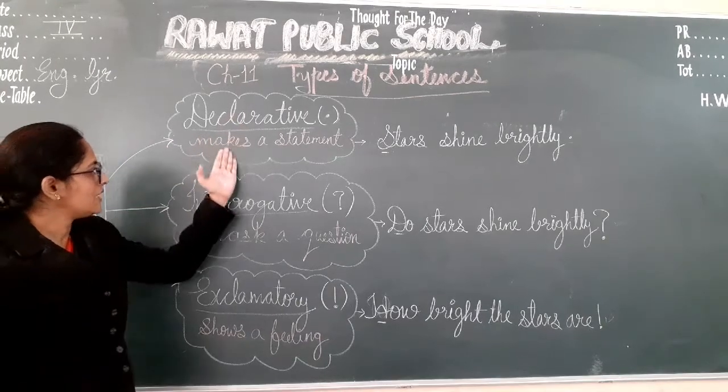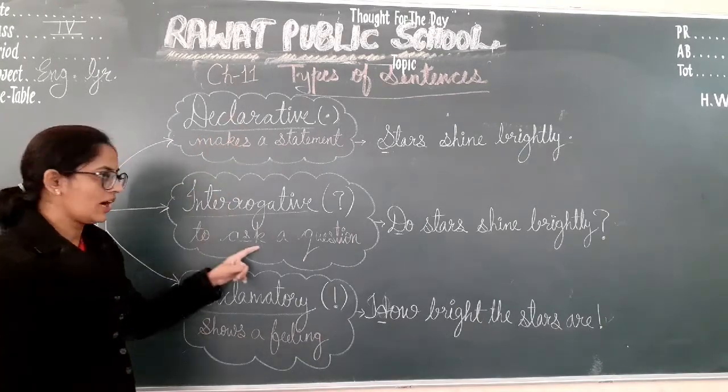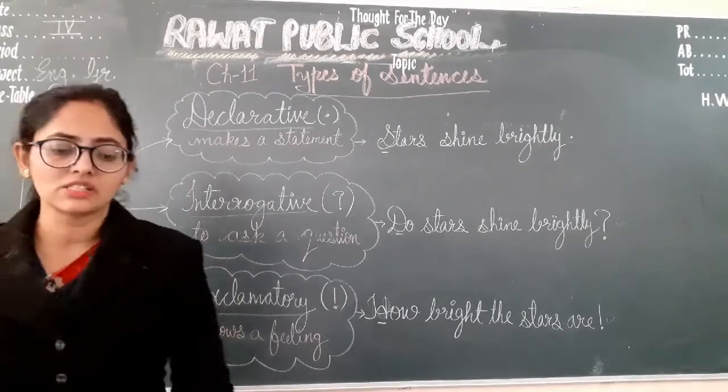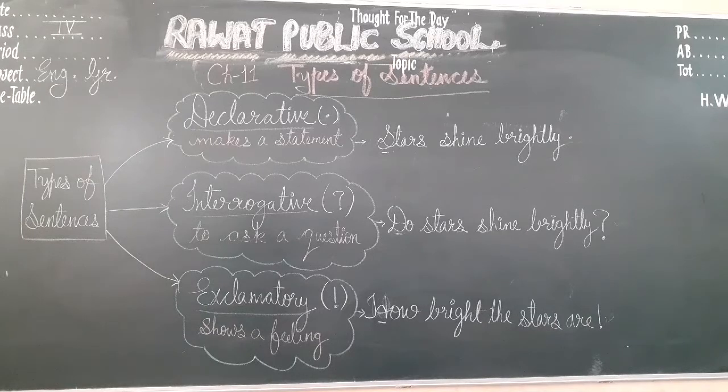I hope all of you understand types of sentences: declarative, interrogative and exclamatory. Understand? Makes a statement, to ask a question, and to show the feeling. More examples you can see in your book also when we do the exercise.